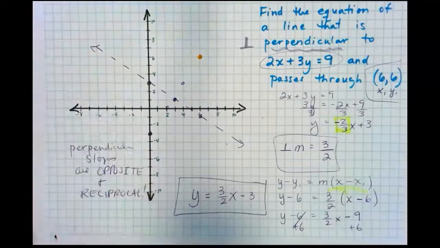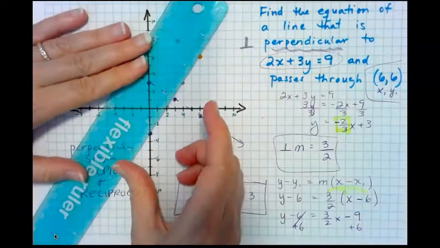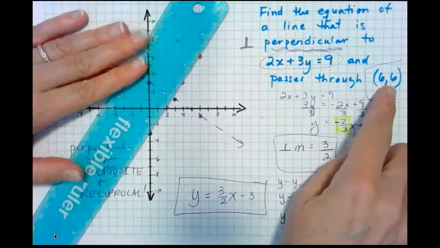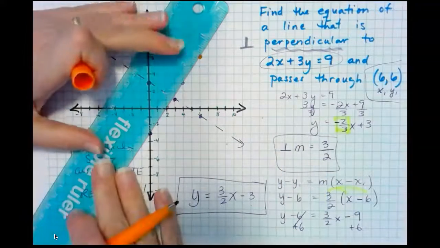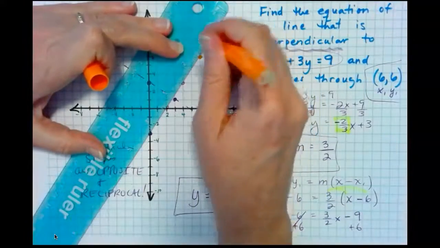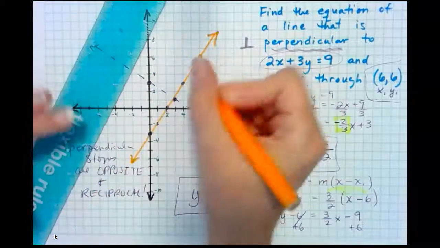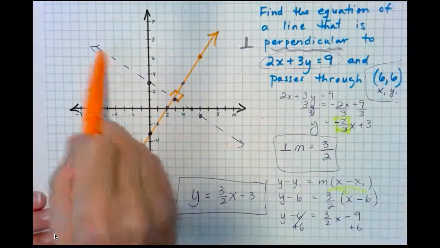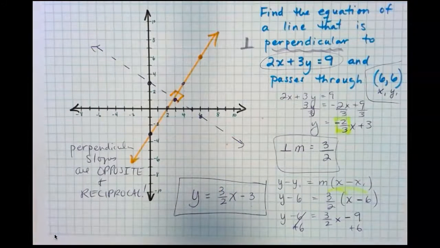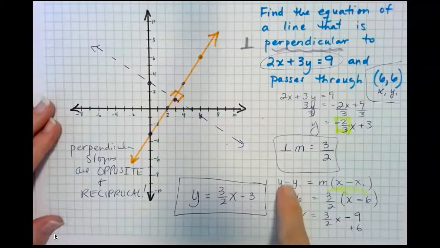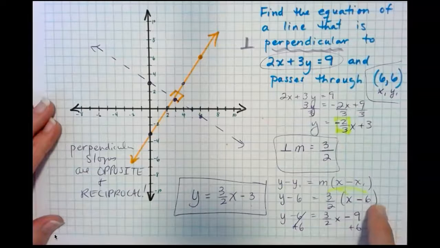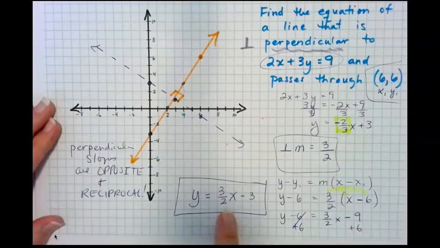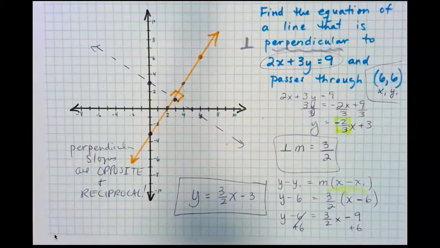So our fresh new perpendicular line that's going through the point 6, 6 looks like this. And of course, that perpendicular line is going to form a right angle with our given line. So we started with the point slope form of the line, and we solved it for y to get the slope intercept form of the line. So that's everything you ever wanted to know about linear functions.